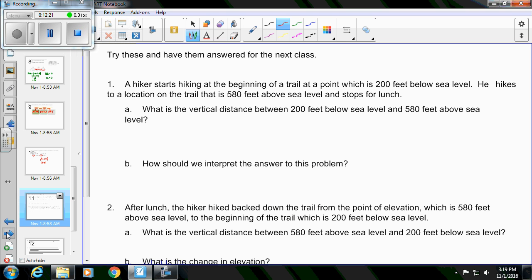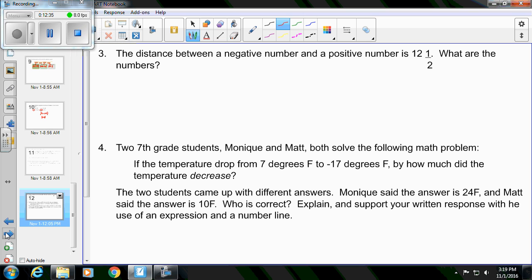The next 2 slides have 4 questions that I'd like you to have answered so that we can go over them tomorrow. The first question starts with a hiker, and then the second question as well. And then the last 2 questions: the distance between a negative and a positive number is 12.5. What are the numbers? And then we have 2 students who are solving a math problem. And I want you to explain who's correct and tell me why.